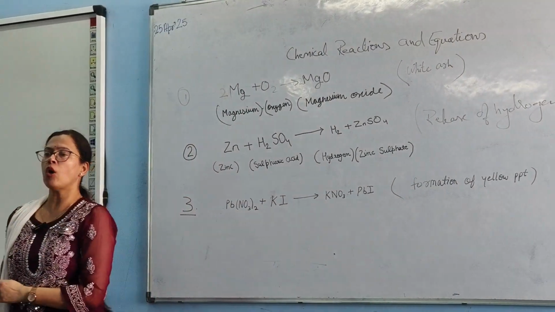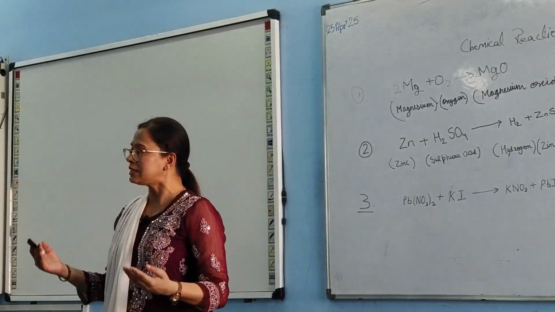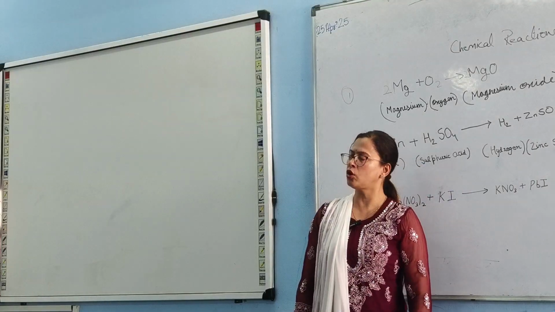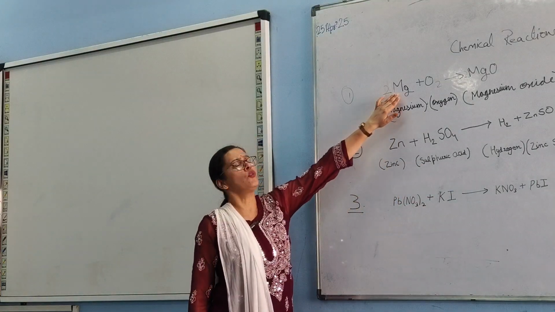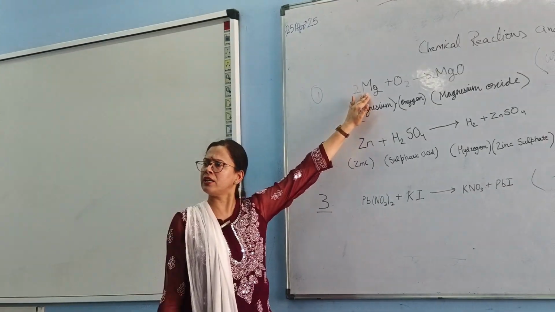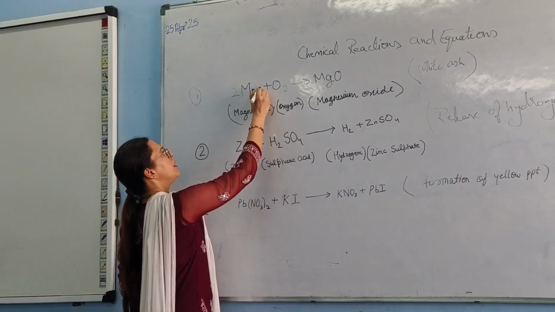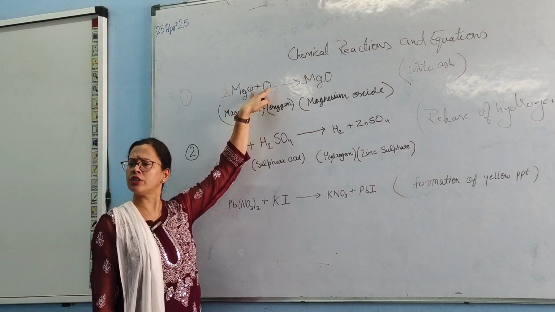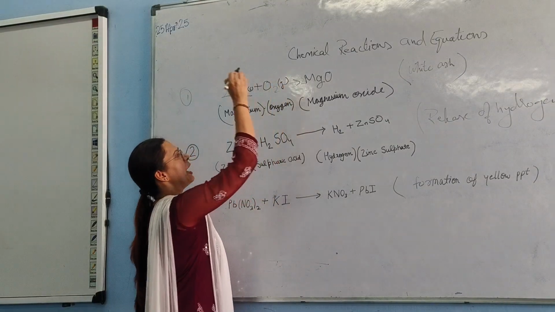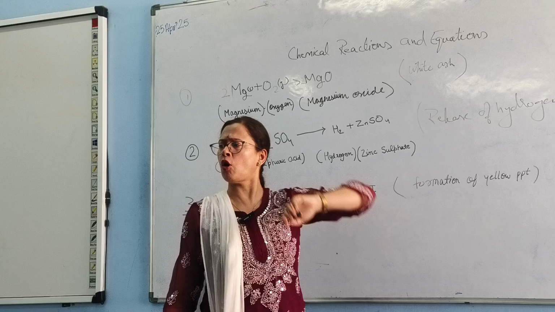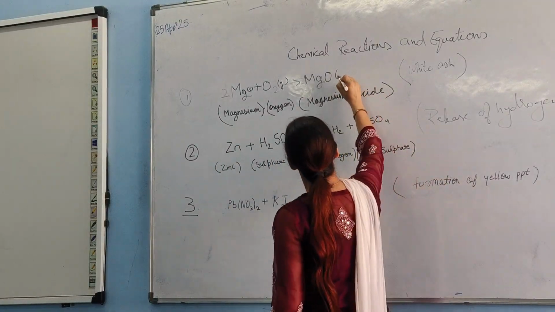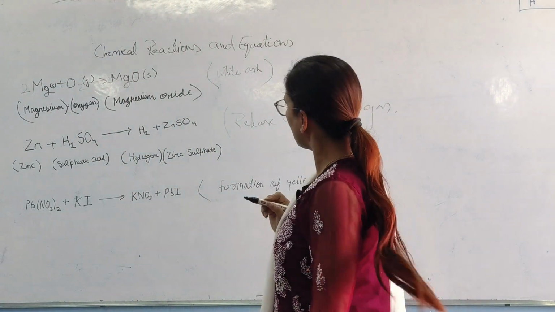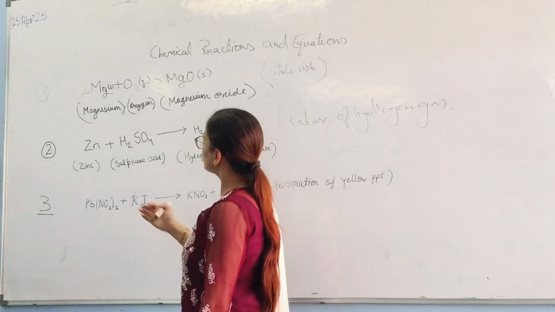Apart from that, we also mention the physical state of the reactants as well as the products. What do we do? We mention the physical state. What was the physical state of magnesium when we burnt magnesium ribbon? Solid. So what do I do here? I'll write here S, right? And what was the physical state of oxygen? It was gaseous. And how was the magnesium oxide formed? It was again a solid. So now your balanced chemical equation is complete.